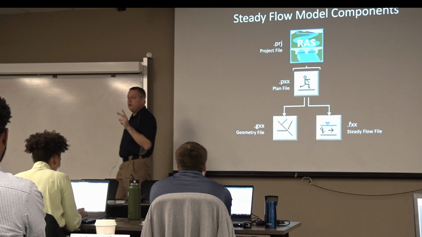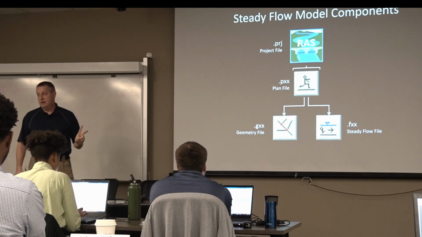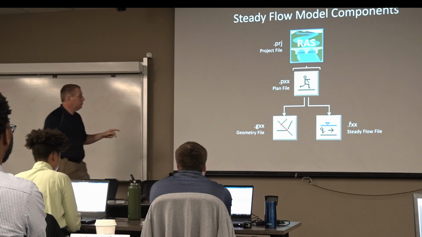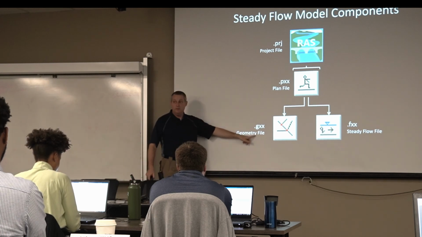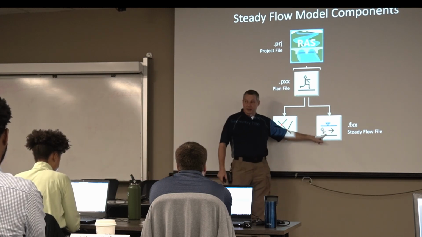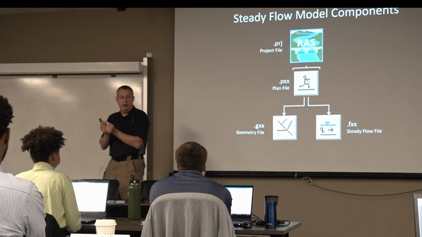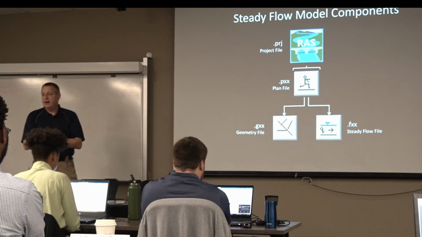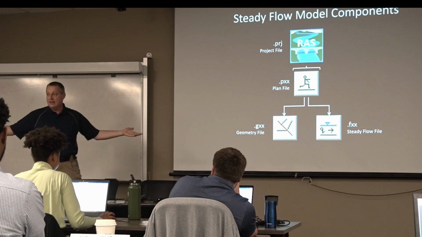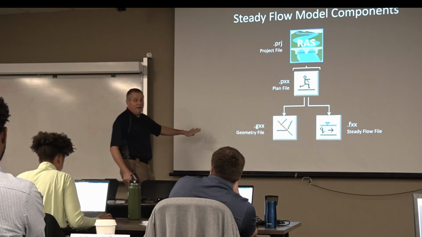Then you need 2 data files. We're going to skip the middle one. You need 2 data files. You need a geometry file, and you need a flow file, in this case, a steady flow file. Those need to be paired. The primary purpose of the plan file is just to pair them, and that's it. But you can have lots of these.